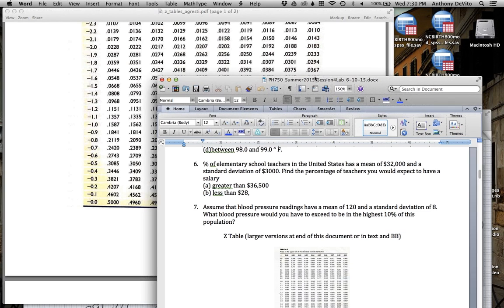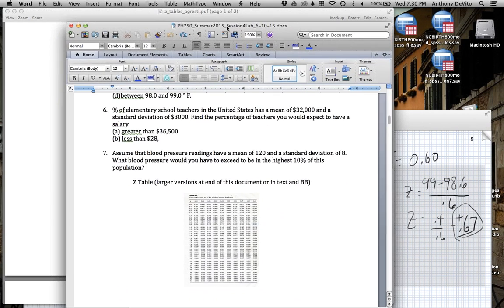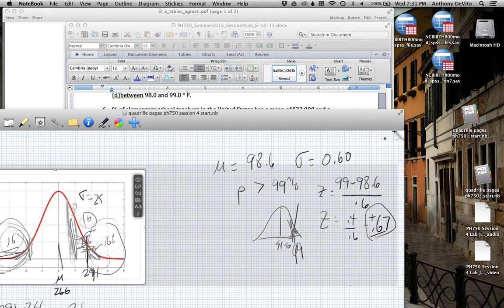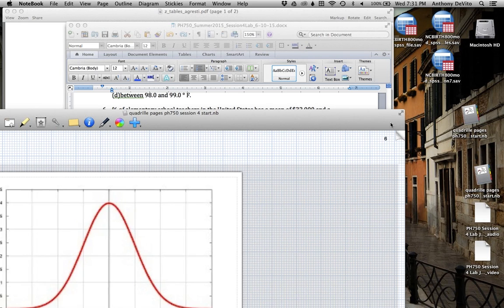Okay, percentage of school teachers in the United States. Let me rephrase that. The elementary school teachers in the United States have a mean of $32,000 and a standard deviation of $3,000. What percentage of teachers would you expect to have a salary greater than $36,500? Okay, so let's draw that actually, rather than just kind of wing it.